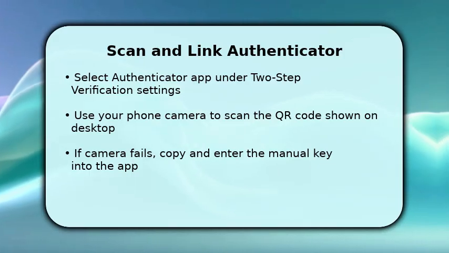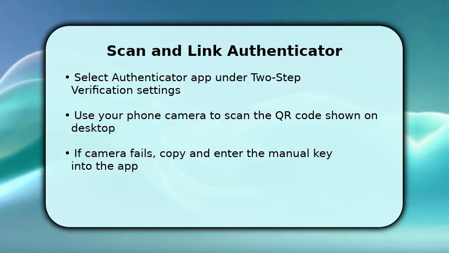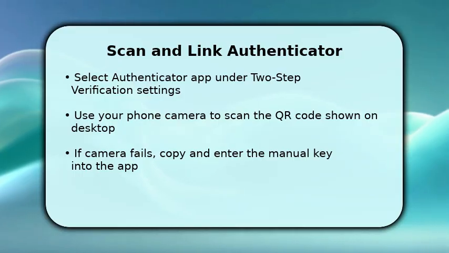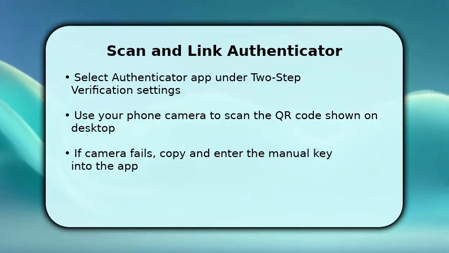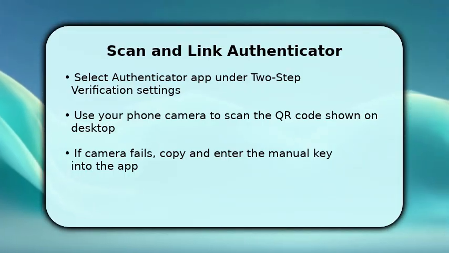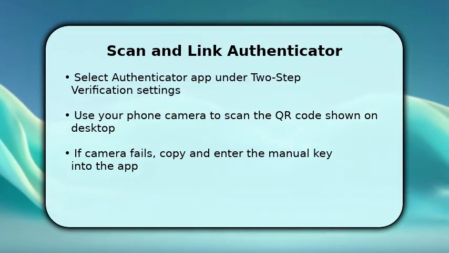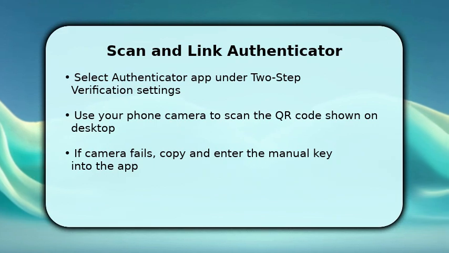Once the QR code appears on the desktop, open the app and tap to add an account, then scan the code. If the camera won't scan, tap Enter key and type the long manual code exactly. This creates the time-based code generator on your phone. After the account appears, the app will show a 6-digit code that refreshes every 30 seconds.